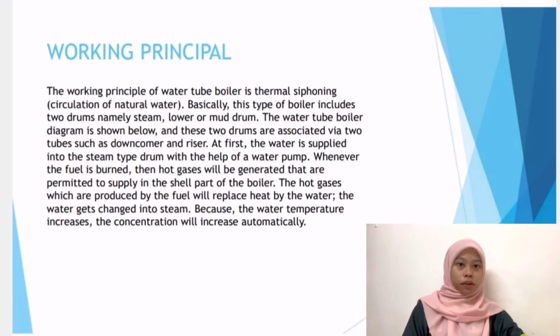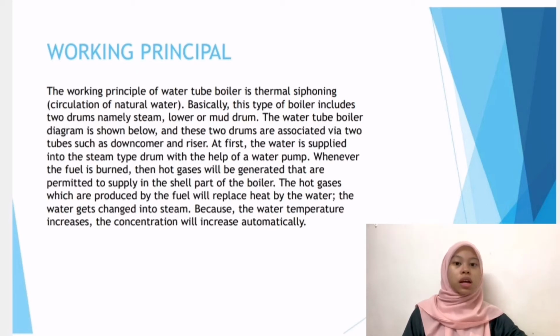My name is Isatul Faiza binti Ibrahim. My matric number is 01DKM19F1055. I will explain about the working principle of the water tube boiler. The working principle of the water tube boiler is the thermal spontaneous circulation of natural water. Basically, this type of boiler includes two drums, namely the steam drum and the lower or mud drum.